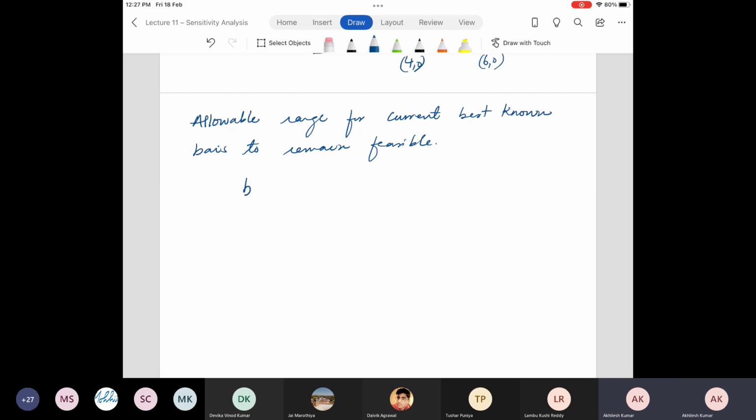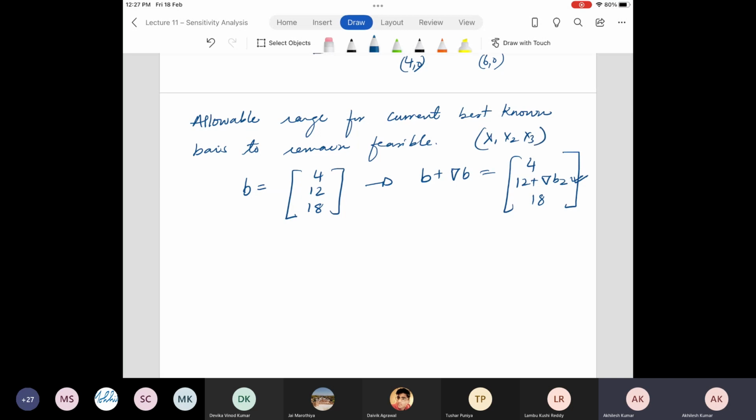Suppose I have a B right now, 4, 12 and 18. I have B plus delta B. I have 4, 12 plus delta B2 and 18. And I will try to find the range of that delta B2 in which your X1, X2 and X3, which is the current basis, remains feasible. I don't need to change my basis, values might change. How can we find the range of delta B2, guys? Any suggestion?